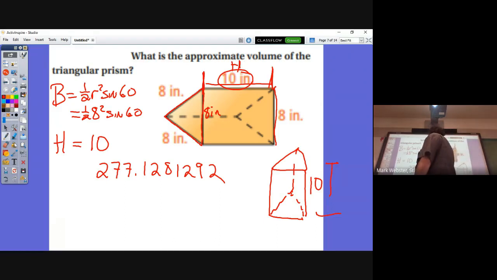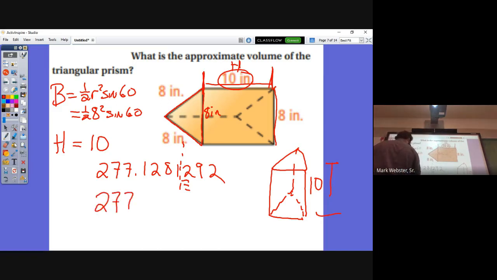And then after that, now we know we need to round. They don't tell us where, so we'll do 4 decimal places. 277.1281, and my units are inches squared.